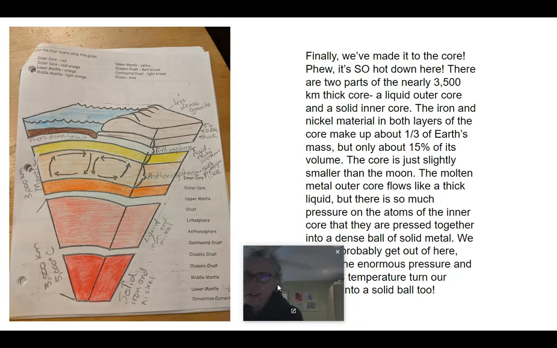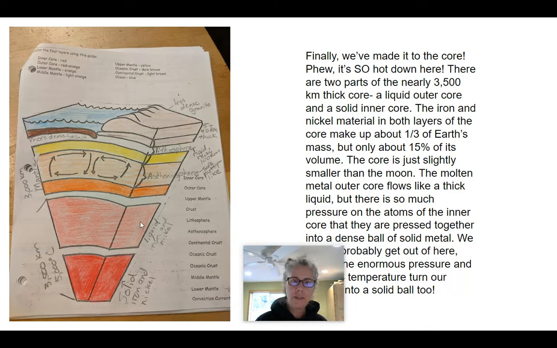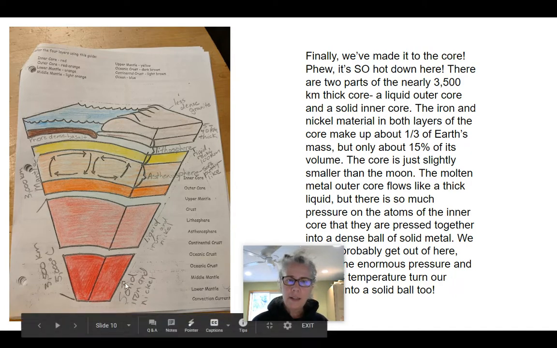Okay, finally, we've made it to the core. So we've gone through the crust, the mantle, and now we're at the core. Phew, it's so hot down here. There are two parts of the nearly 3,500 kilometer thick core. We have a liquid outer core and a solid inner core.